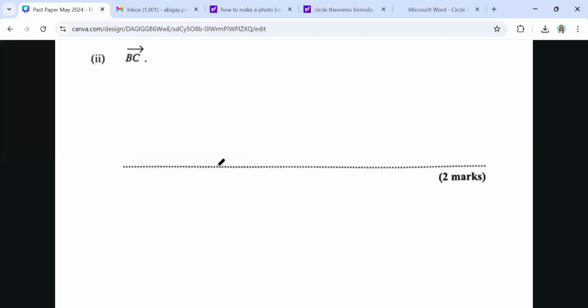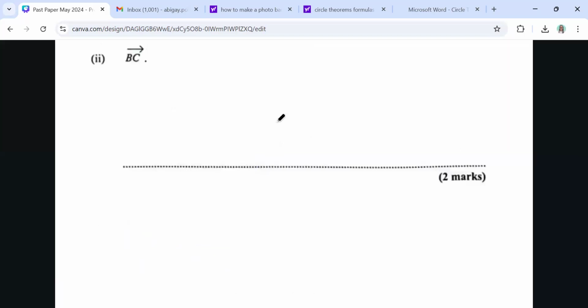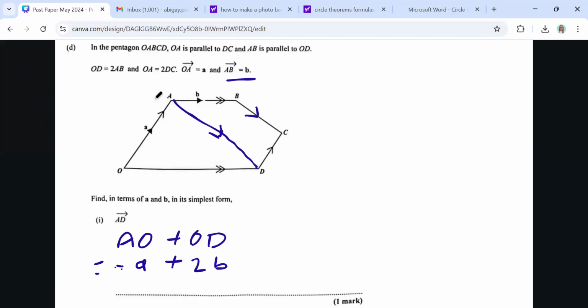All right. Vector BC. So I'm going back to the diagram and looking for BC. See it right here. This is BC. All right, so what's making up BC now is BA, so vector BA. So we're going this direction, and AO.